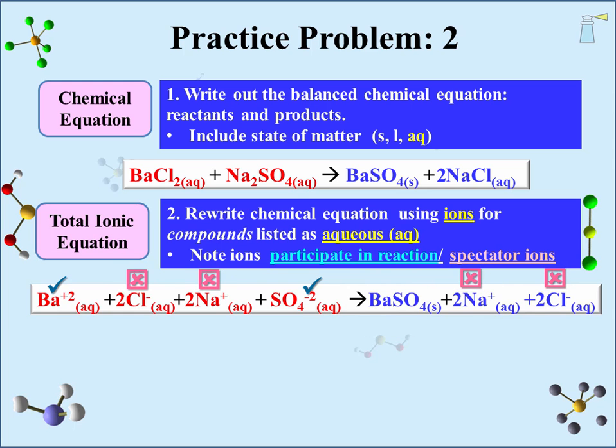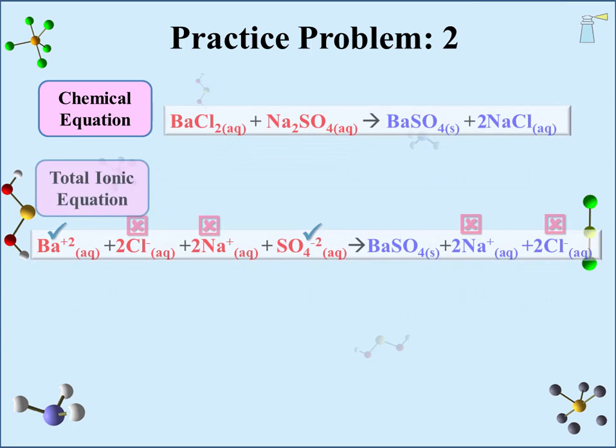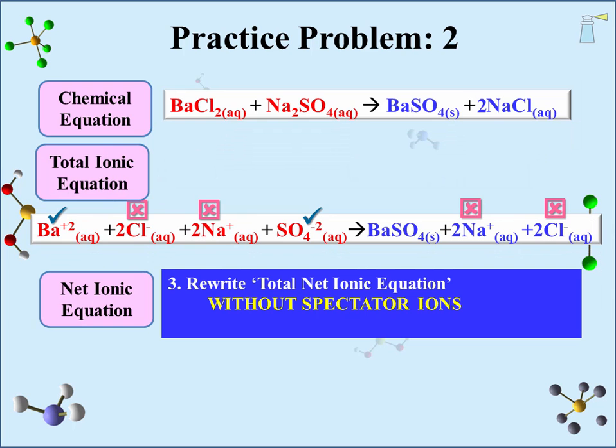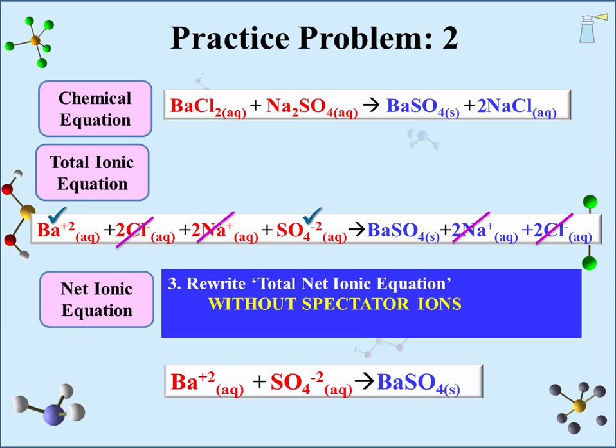The third equation, the Net Ionic Equation, is a rewrite of the total ionic equation without the spectator ions. The chloride ions are removed, as are the sodium ions. What remains is the Net Ionic Equation. Aqueous barium ion reacts with aqueous sulfate ion to form solid barium sulfate. Sweet and simple. Is this reaction balanced?